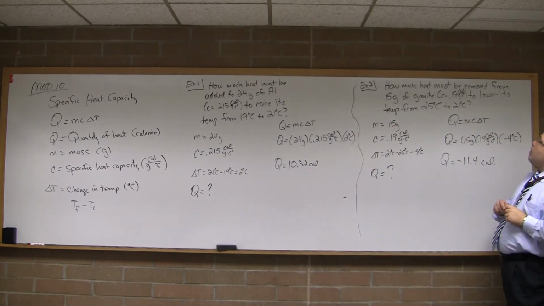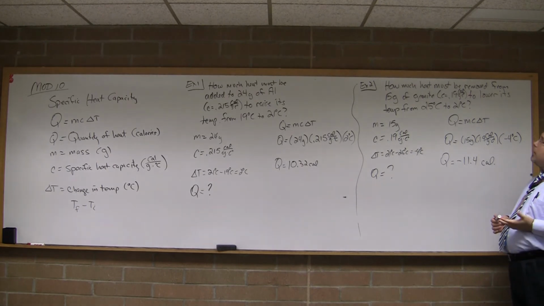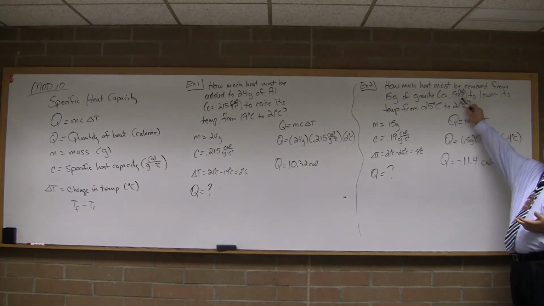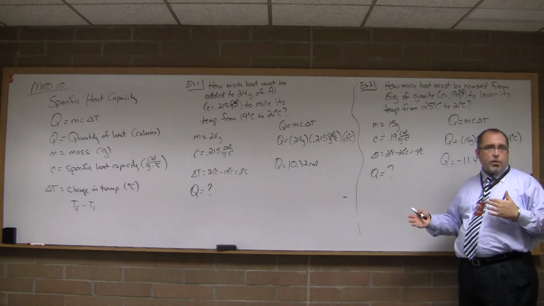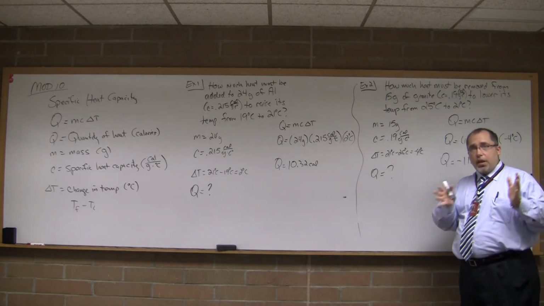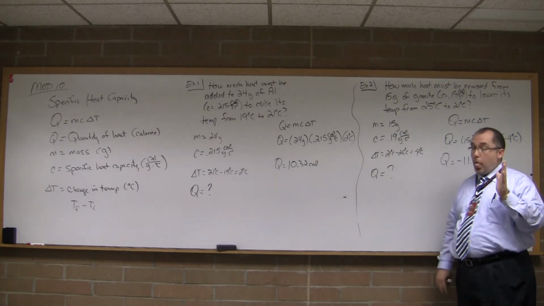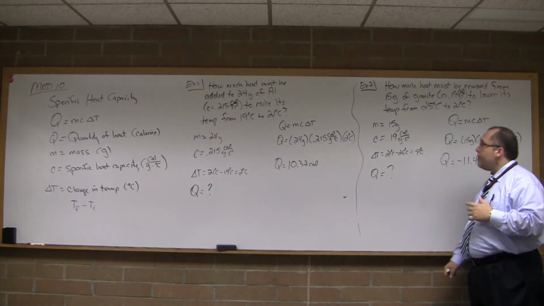Next, we're going to do the opposite. How much heat must be removed from 15 grams of granite, which has a specific heat capacity of 0.19, to lower its temperature from 25 degrees Celsius to 21 degrees Celsius? So you're working with granite, and if it gets too high a temperature, its properties change. You have to keep it within a certain temperature range.